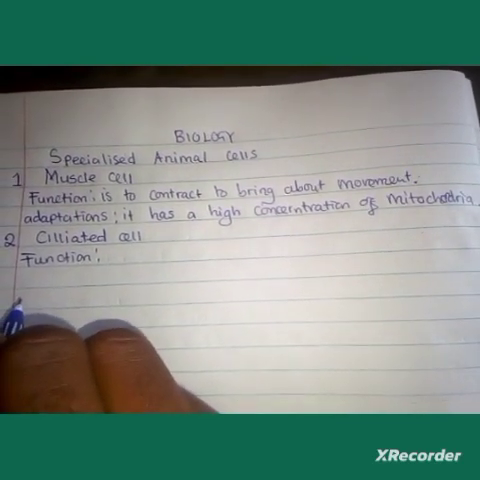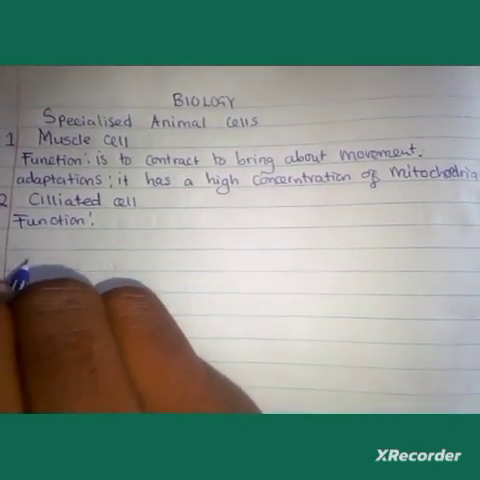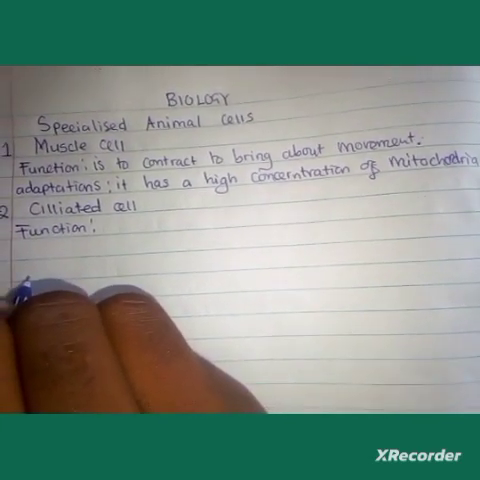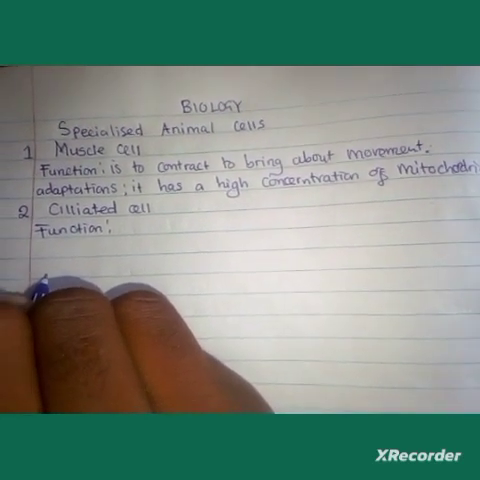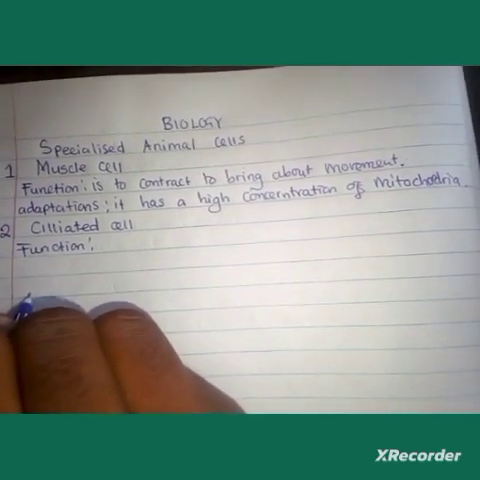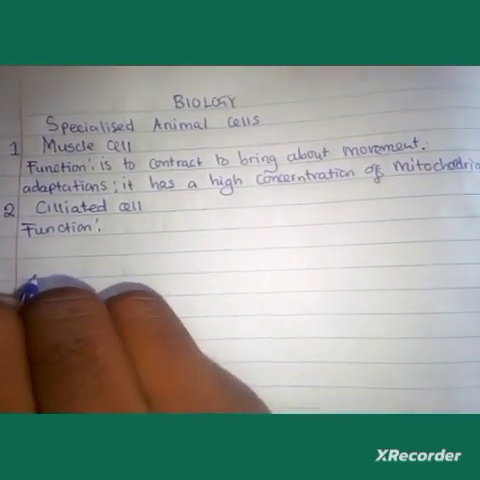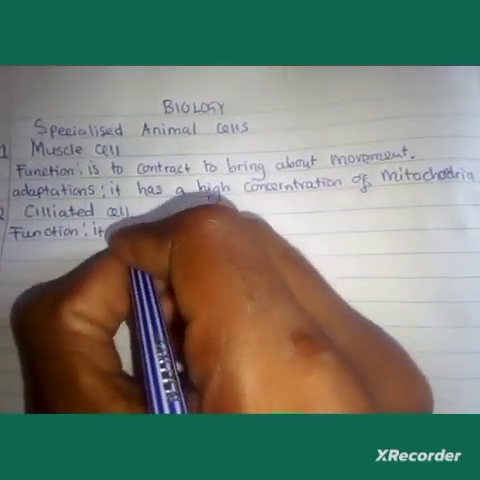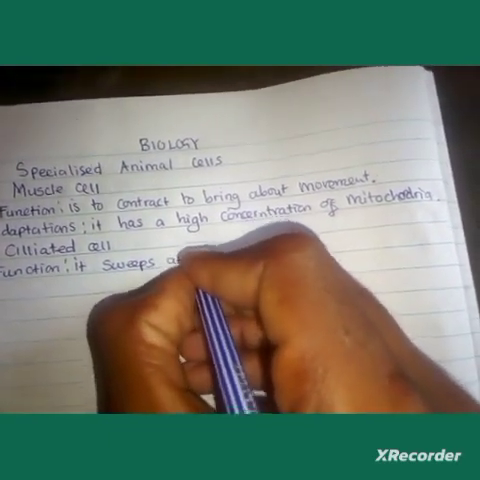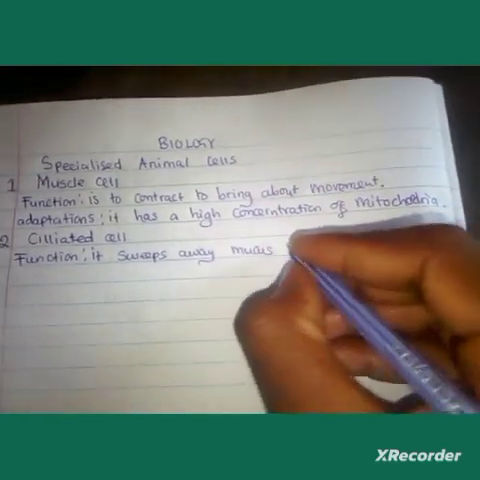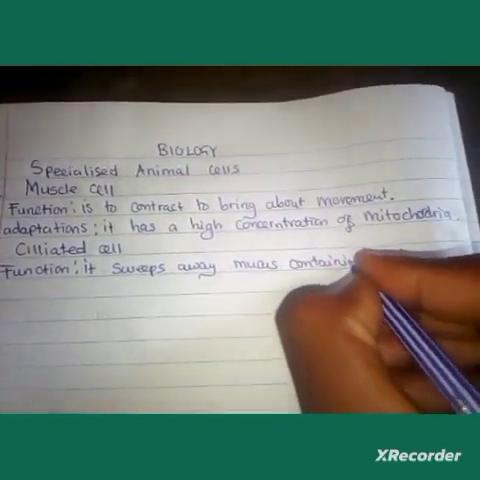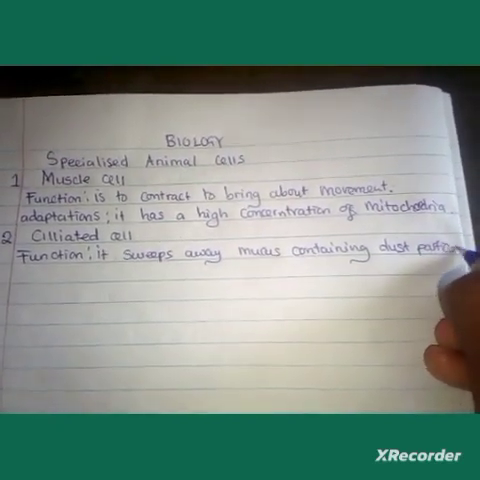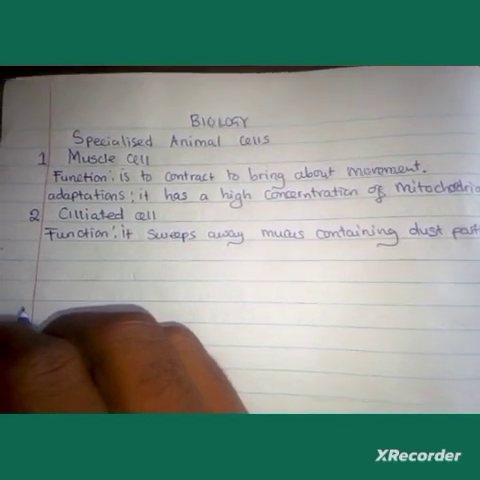Okay, the ciliated cell, it is found in the oviduct, and it can also be found in the respiratory tract. So in the oviduct, it helps the ovum to move towards the uterus. It pushes it. Okay, then in the respiratory tract, it sweeps away mucus containing dust particles. So you may pick each one of them, but the one that's common, you can say it sweeps away mucus containing dust particles.